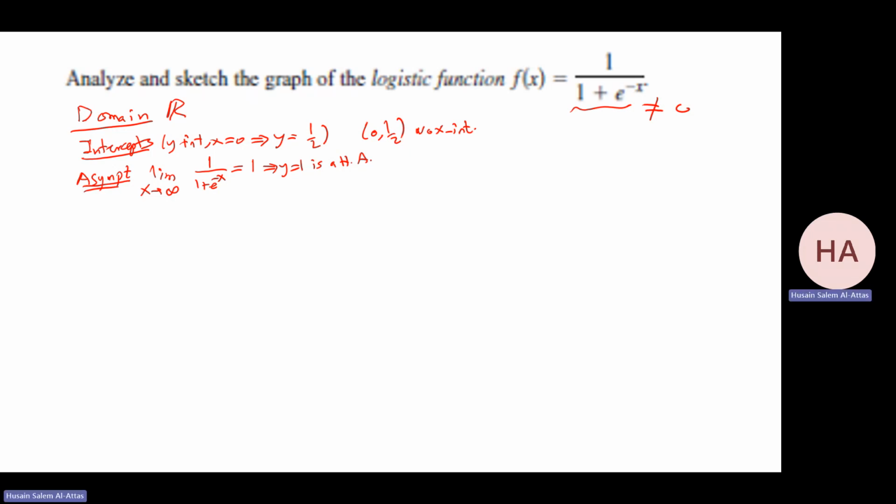What else? I also want to check the limit as x goes to minus infinity. I'm getting 1 over 1 plus infinity, so it will be 1 over infinity. So I'm getting 0. So y equal 0 is also a horizontal asymptote.